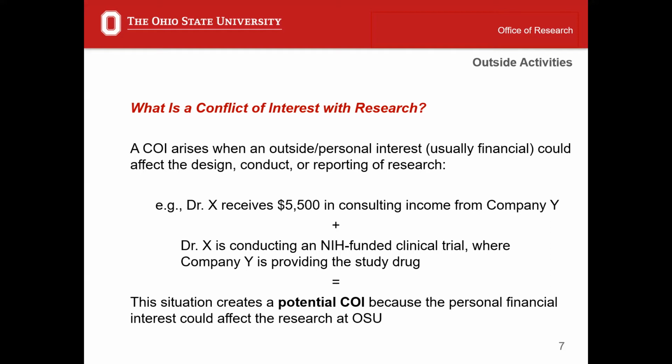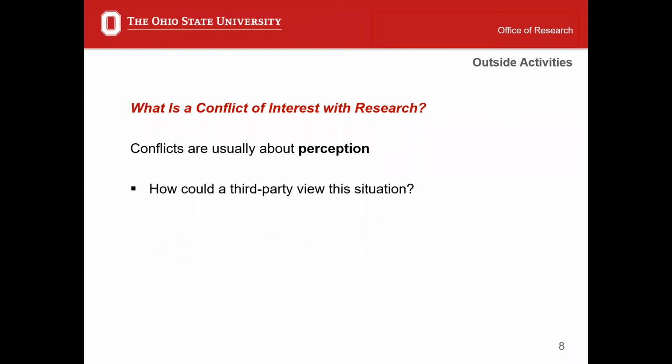So we have a faculty member who receives $5,500 in consulting income from a company. And then this faculty member is also conducting an NIH-funded clinical trial at OSU. And the company that he or she consults for is also providing the study drug. This basically creates a nexus where there's at least a potential conflict of interest, because the personal financial interest that the individual has from the consultancy could be perceived to affect the research that's happening at OSU related to that company's study drug. And I mentioned perceived there because most of the time conflicts are about perception.